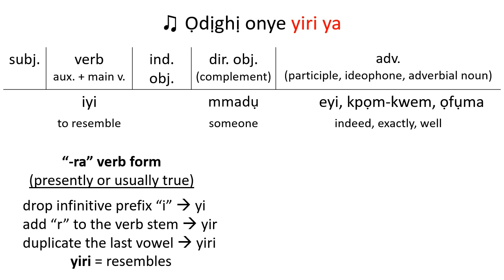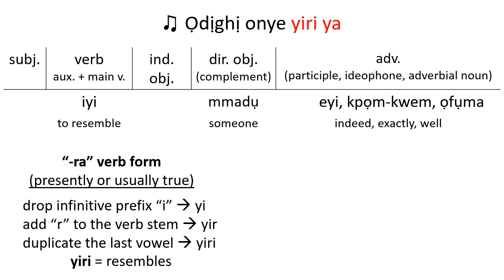The ra verb form is used to say that something is presently or usually true, or that something has presently happened or usually happens. It can get a bit confusing because for some verbs it sounds like the past tense, and for other verbs it sounds like the present tense, but for now we'll just say that it means that something is presently true or usually true, or has presently happened or usually happens.